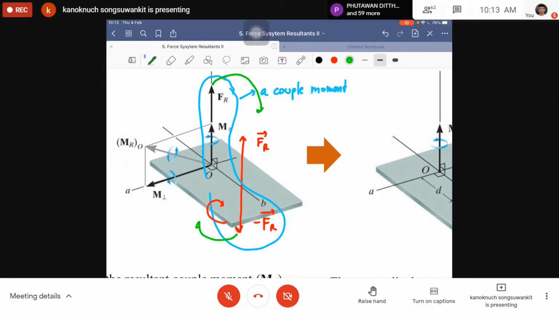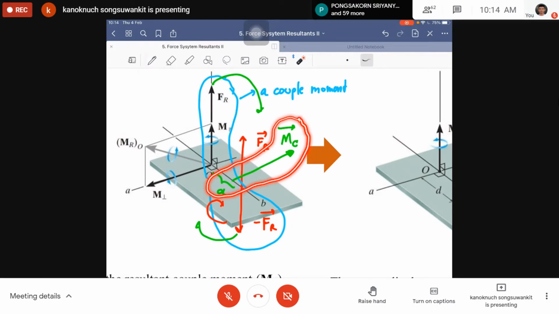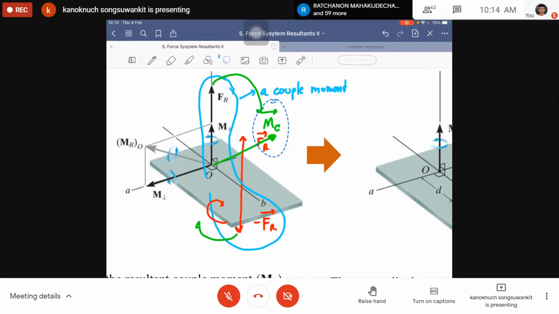And the moment is perpendicular to the force F and distance D. So it acts on this direction, MC. This MC is a couple moment that is a free vector. So we can use this MC and make it locate at point O. We can move it and make it locate at point O.